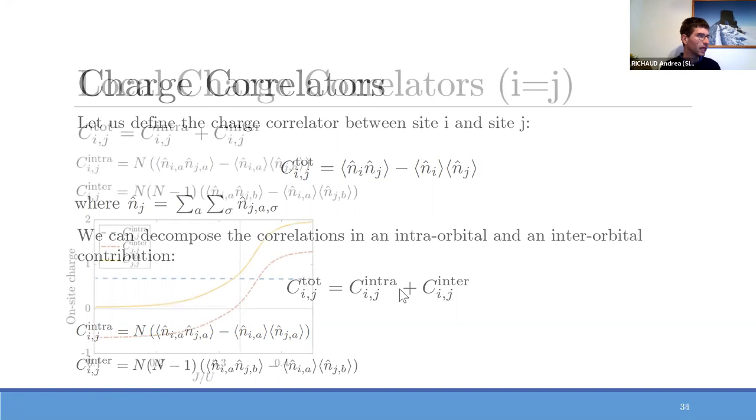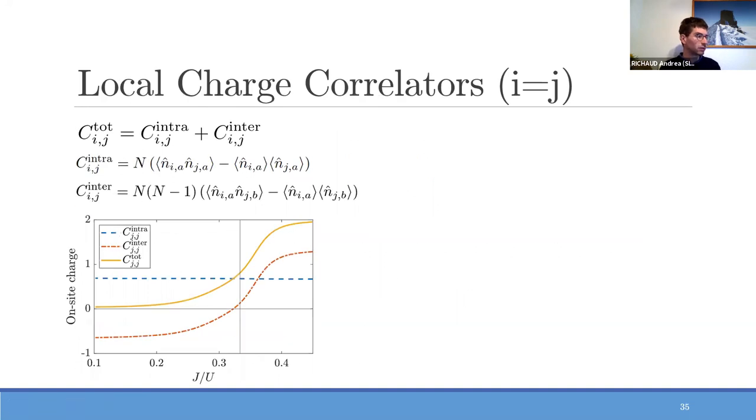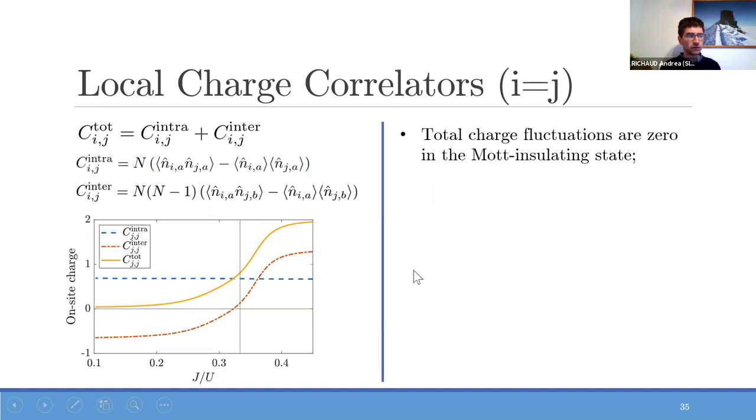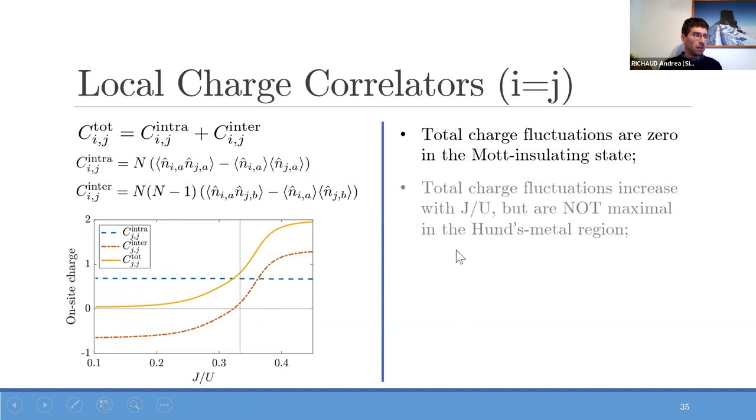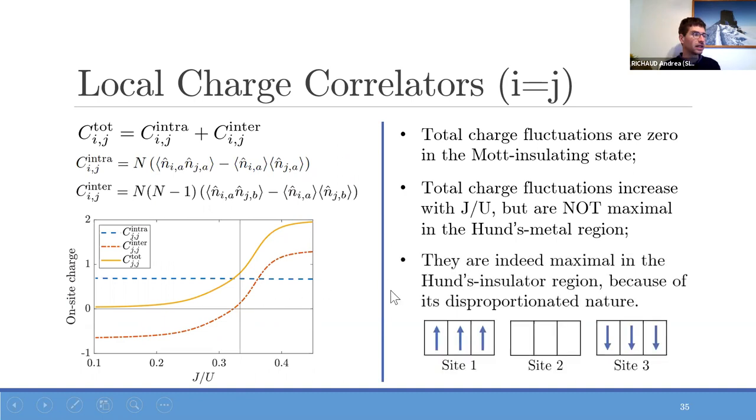And what we observe from the plot is that the total charge fluctuations are, of course, zero in the Mott insulating state. But total charge fluctuations increase with J over U, but they are not maximal in the Hund's metal region. They are maximal in the Hund's insulator region because of its disproportionated nature. So we find a counterintuitive phenomenon for which charge excitations are stronger in an insulator than in a metal.